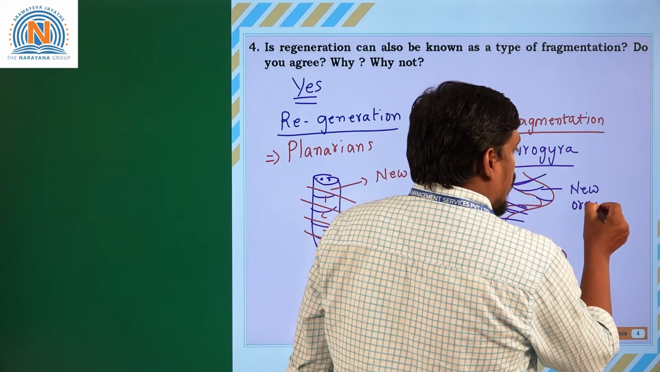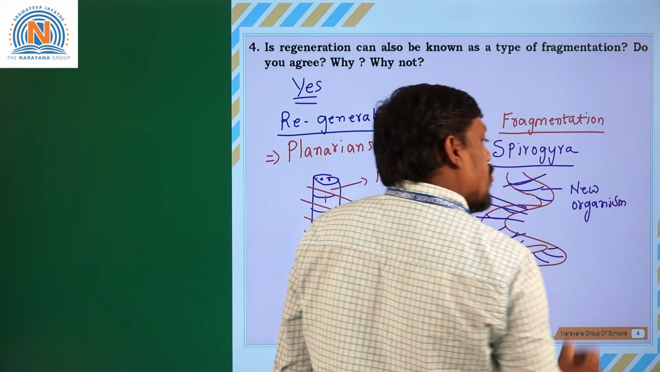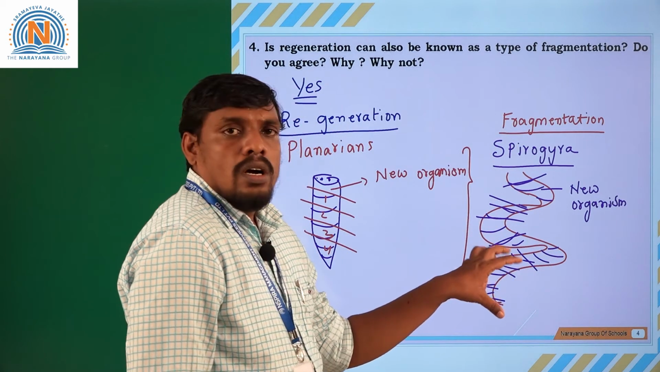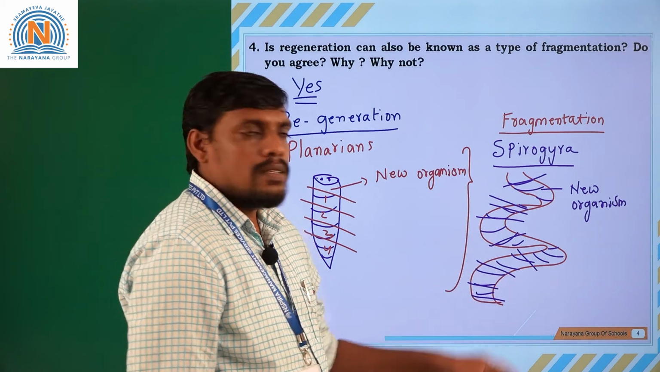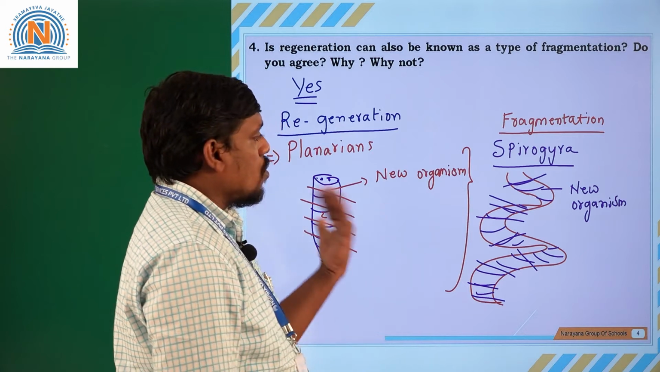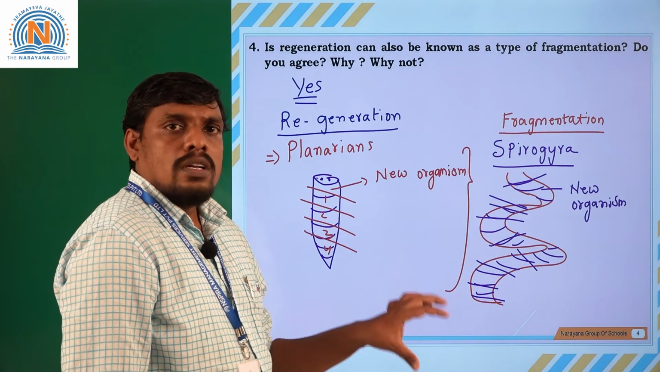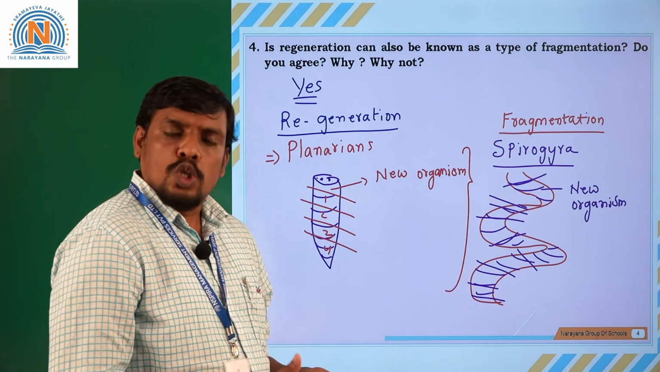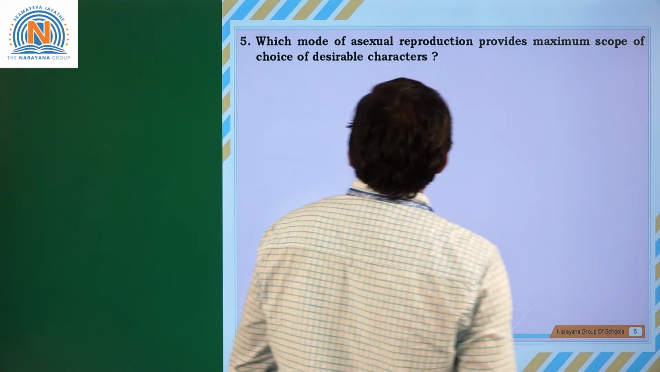Hence, these kinds of organisms reproduce by fragmentation. So, in fragmentation, the living organism's body is divisible into small pieces. Even in regeneration, the organism's body is divisible into small pieces. So, regeneration and fragmentation are both similar to each other. Clear, students? Going for the next question.